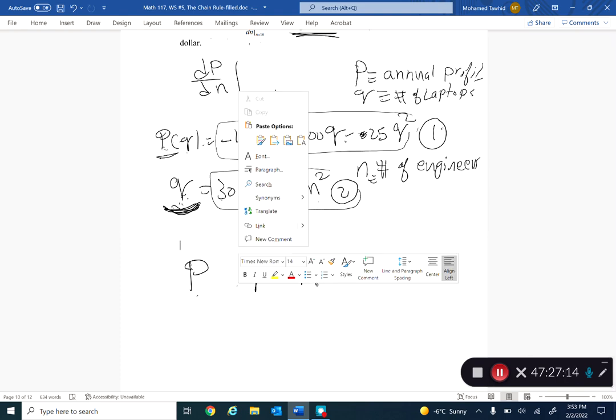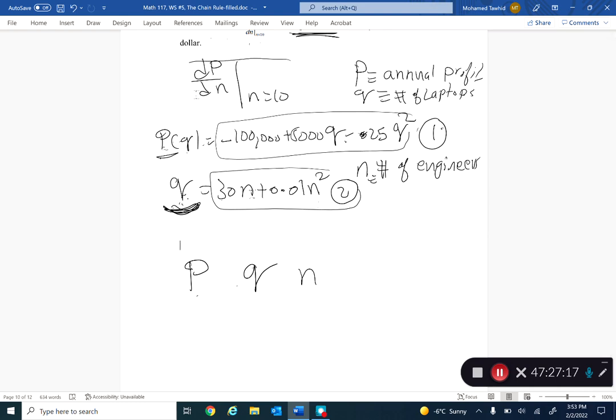What is the question here? Look at what you have. Here is your question: dP by dN, what is the derivative of your annual profit with respect to N? Sometimes we ask when the annual profit is going to change. When you see the word change, or how fast, or measure, the derivative measures the change of your function, which is P, your annual profit. It means you have to take the derivative with respect to the number of engineers. That is the question, when N equals 10.